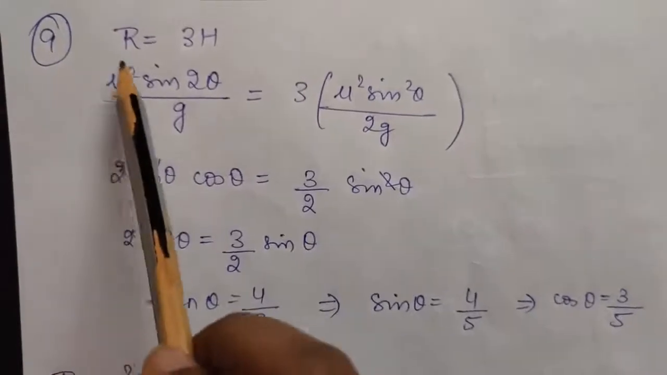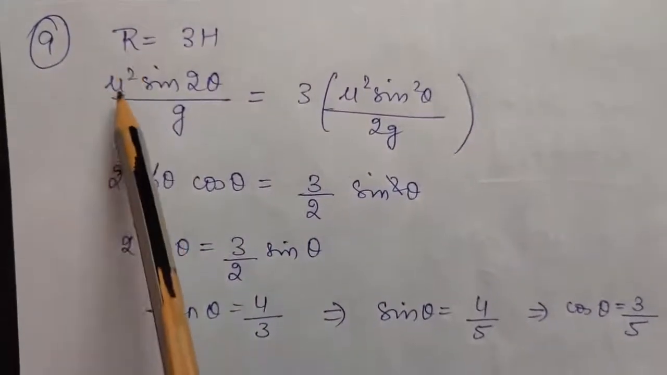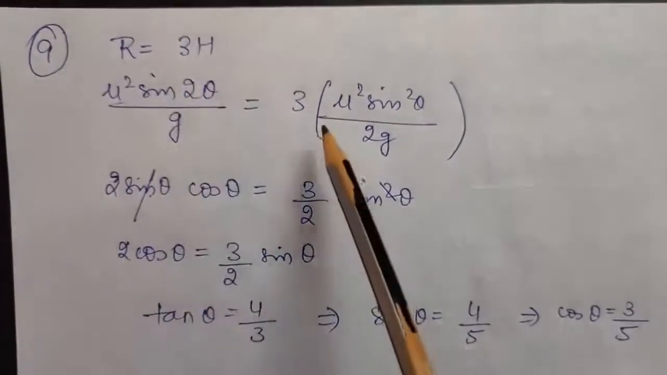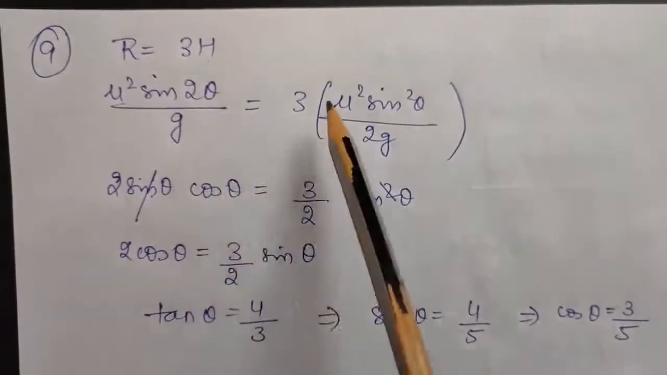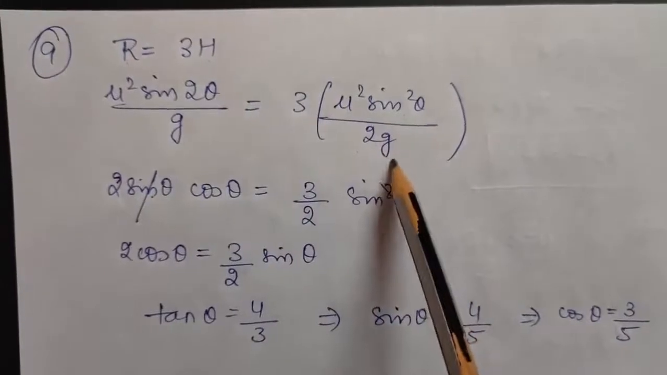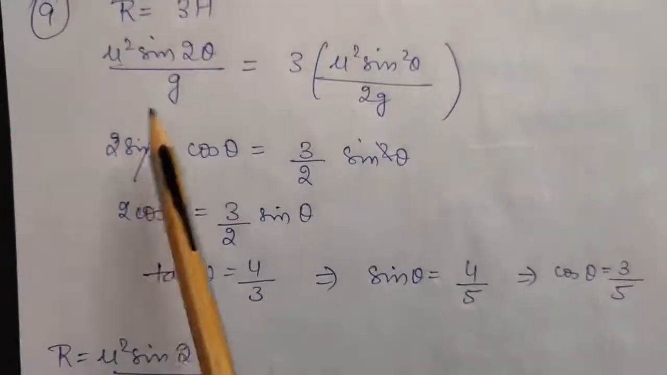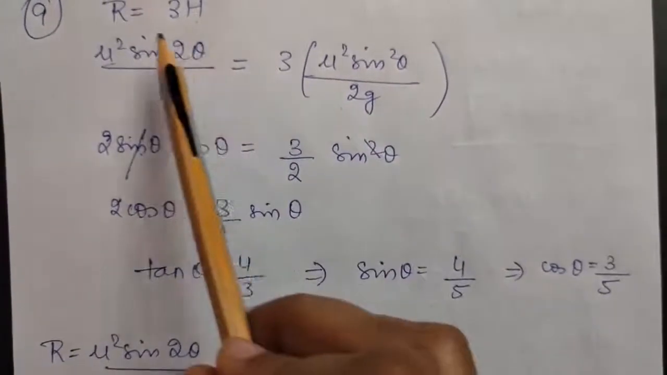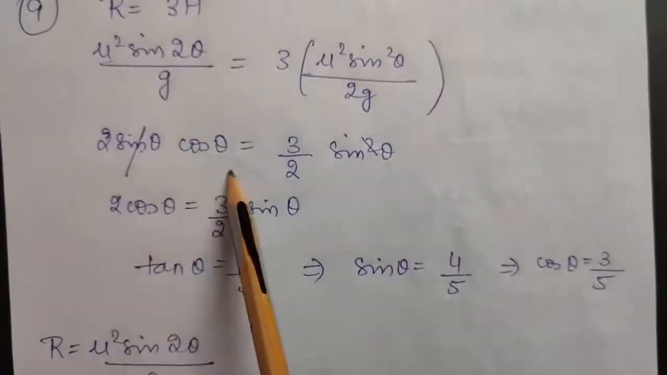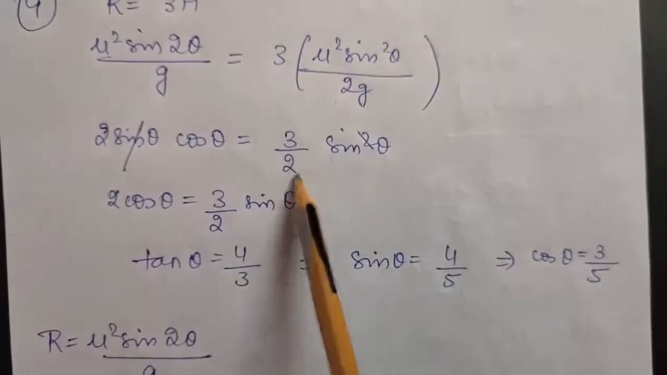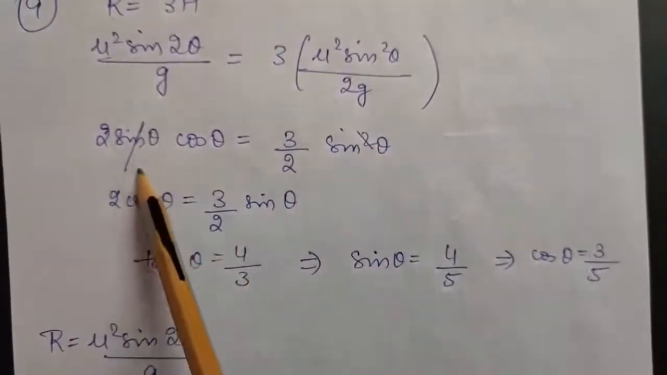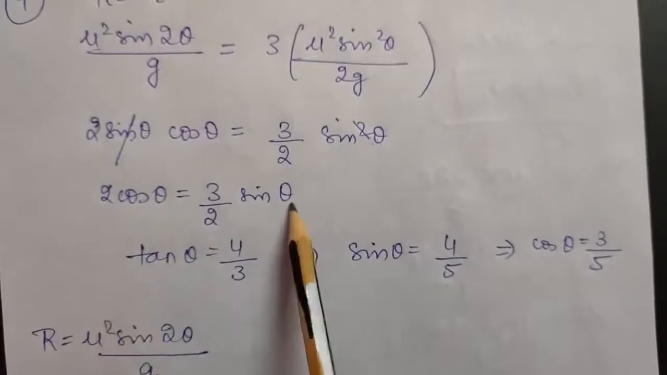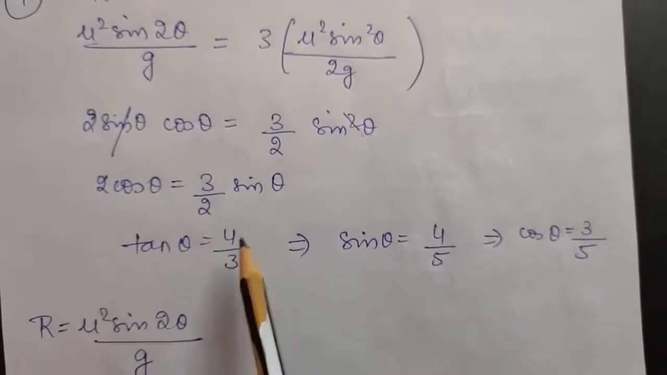So now we will just be using the formulas. Formula of R is u square sine 2 theta upon g, and formula of maximum height attained is u square sine square theta upon 2g. So now from here u square by g will get cancelled out. And sine 2 theta is 2 sine theta cos theta. So that will come to be 3 by 2 sine square theta. So 1 sine theta and 1 sine theta will be cancelled out. So this will be left. From here tangent theta will come to be 4 by 3.